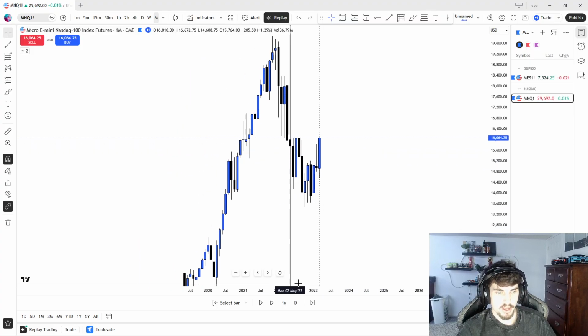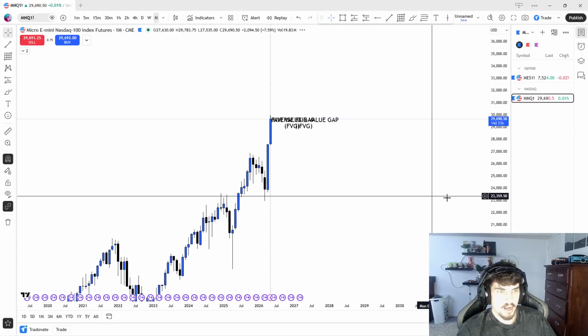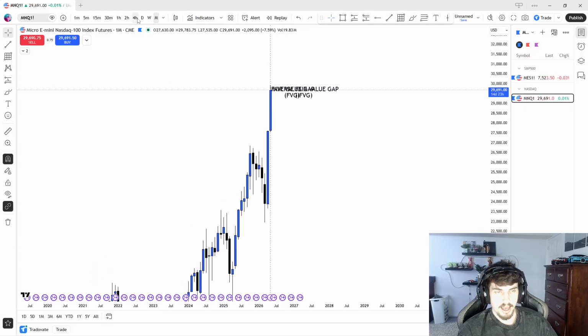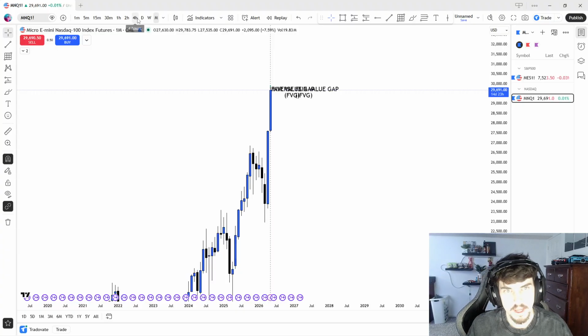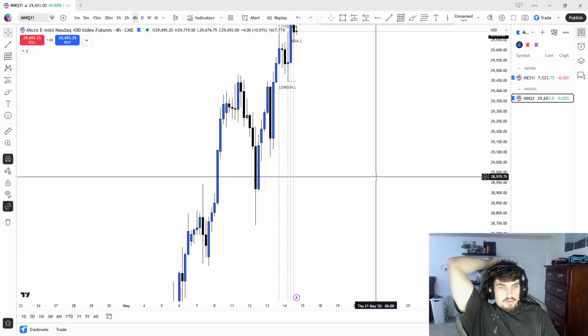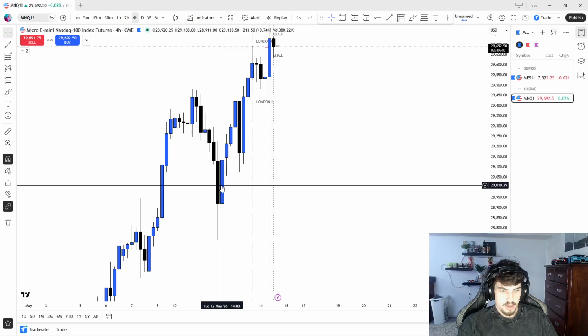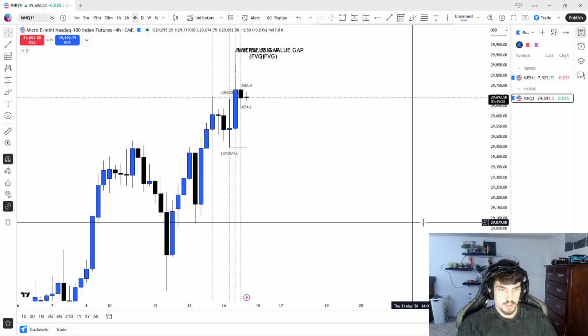Boom, boom, boom. Okay, I'm going to leave bar replay mode right now. And then I'm going to show you guys that these gaps can be used on any singular time frame. So we can scroll down into the 4 hour, and I will show you guys gaps that got used even during this week, actually.